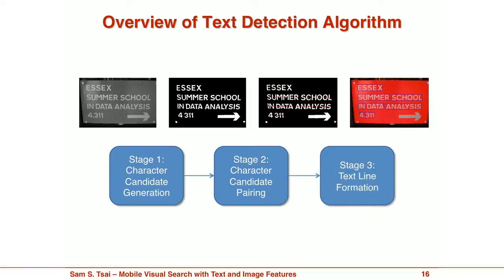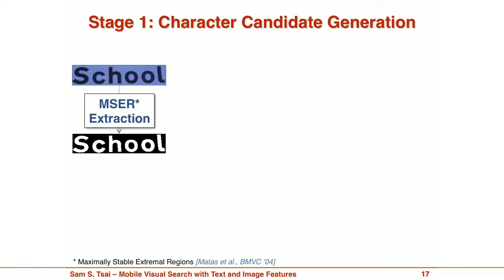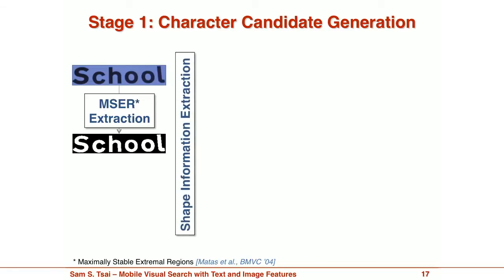Finally, we find text lines from the connected sets of characters and try to separate the words. In the first stage, given an image, we first extract the maximally stable extremal regions. This would give us regions within the image that would correspond to characters, but also regions that do not. To rule out these false regions, we use a series of tests on the shape information.